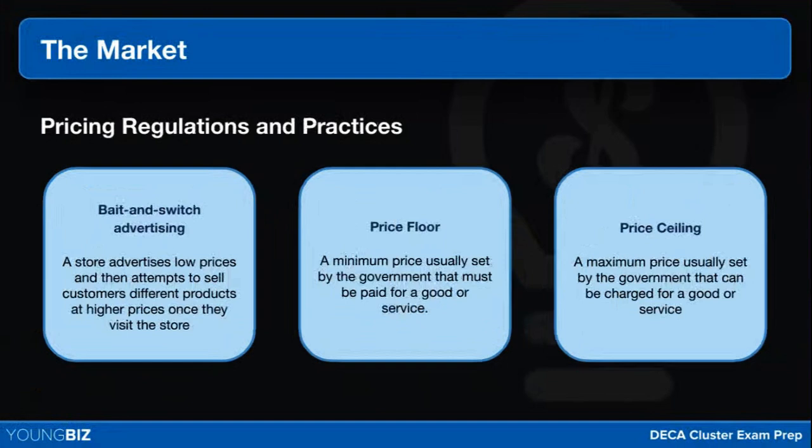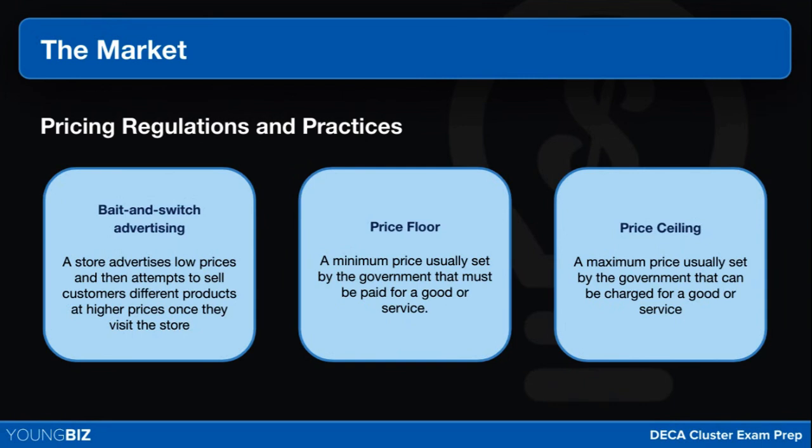Now let's talk about some pricing regulations and practices in the market. The first one is bait-and-switch advertising. This is when a store advertises low prices and then attempts to sell customers different products at higher prices once they visit the store. This is an unethical and illegal practice.